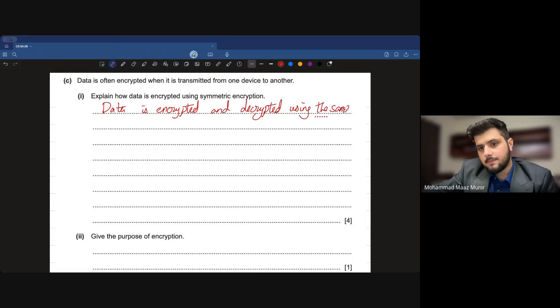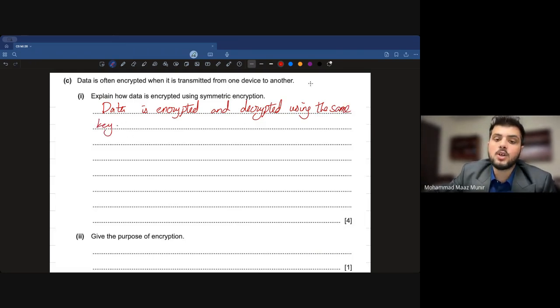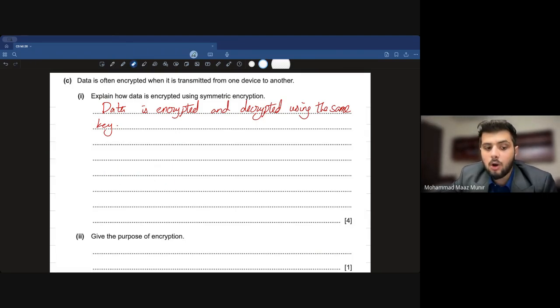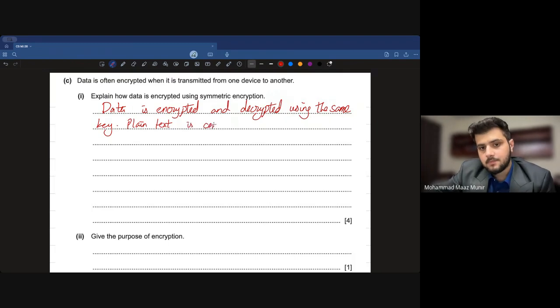The same key, firstly. Then you need to talk about the whole process. If you remember those diagrams that I showed, with plain text, key, and then ciphertext and all that stuff, you're just going to be explaining the same exact story. Firstly, the plain text is converted into ciphertext using a key.